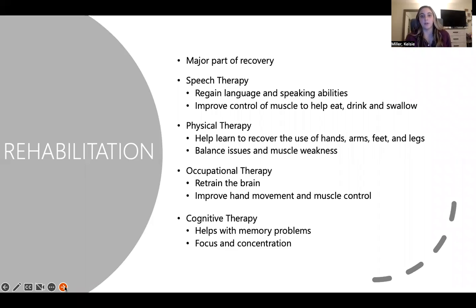Rehabilitation. This is a major part of your recovery. You will have 4 different therapies. You'll have speech therapy, physical therapy, occupational therapy, and cognitive therapy. Speech therapy helps you regain language and speaking abilities. It improves control of the muscles to help eat, drink, and swallow. Physical therapy helps you learn to reuse your arms, hands, feet, and legs again, and it helps with balance issues and muscle weakness. Occupational therapy helps retrain your brain and improves hand movement and muscle control, and then cognitive therapy helps with your memory loss, focus, and concentration.